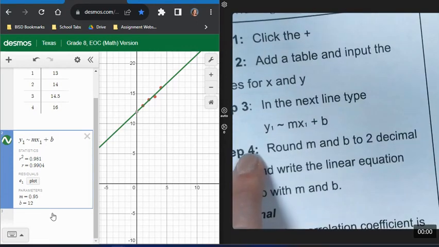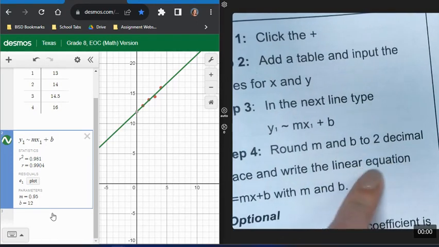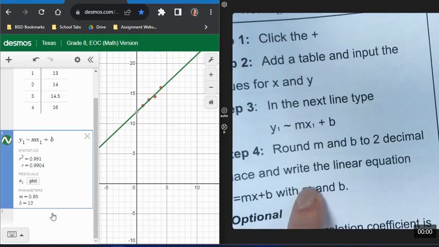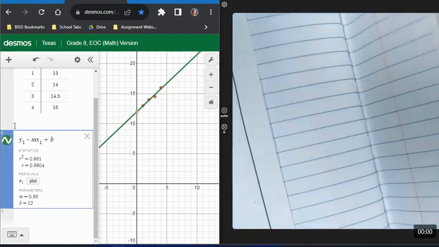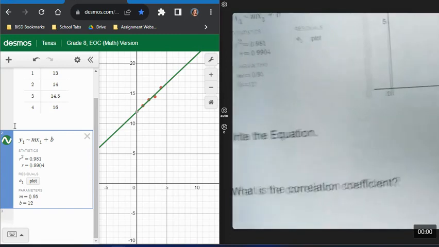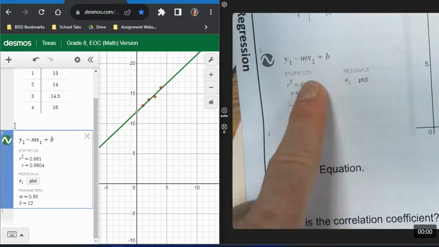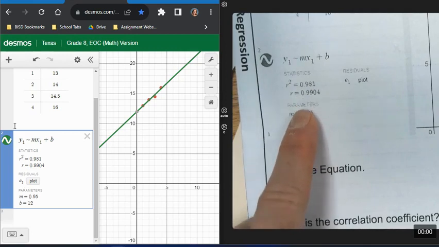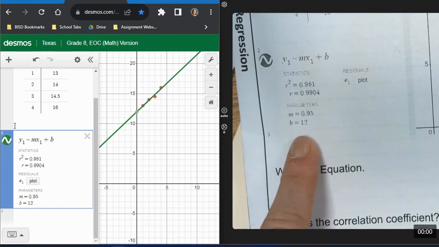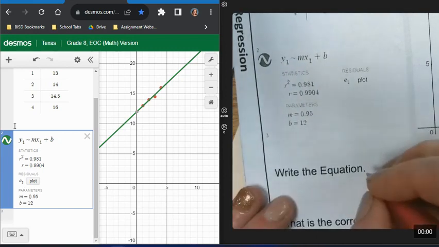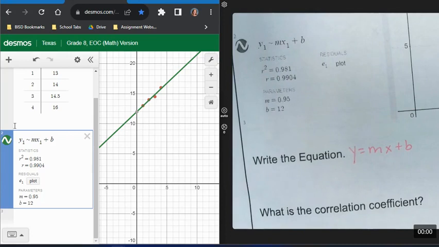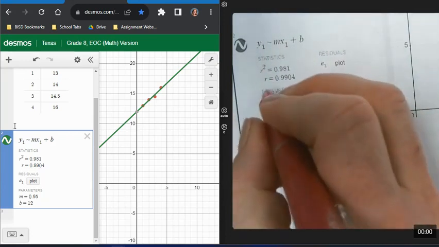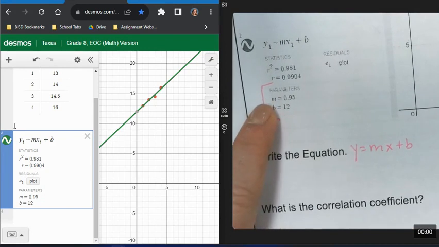So step 4 says round the m and the b to 2 decimal places and write the equation as y equals mx plus b. So let's go to the back side. We're going to write the equation. What we have over here should be the exact same. It says r squared 0.981, r is 0.9904, m is 0.95, b is 12. So our equation is going to be written as y equals mx plus b. And under parameters, they've given us the m and the b.